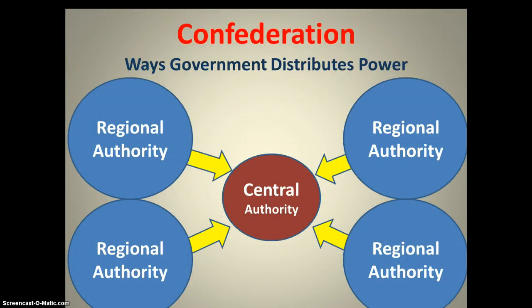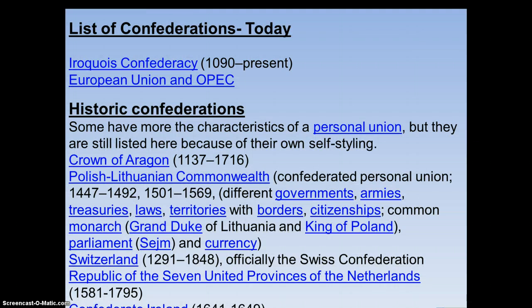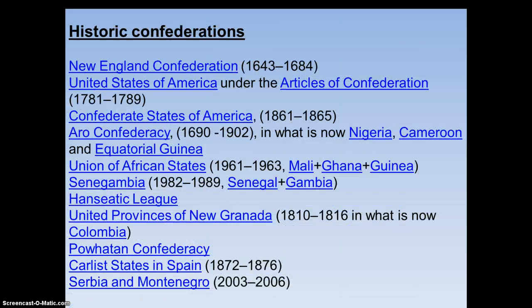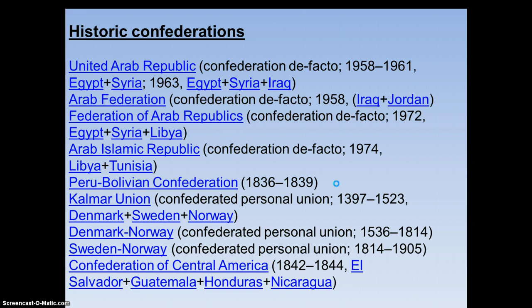Here's a diagram showing what a confederation looks like distributing power. Examples, and most of them are in the past. You might see some familiar ones, like the Articles of Confederation.